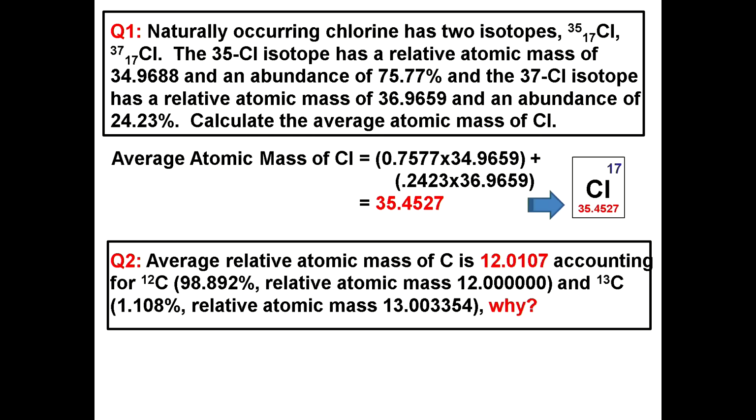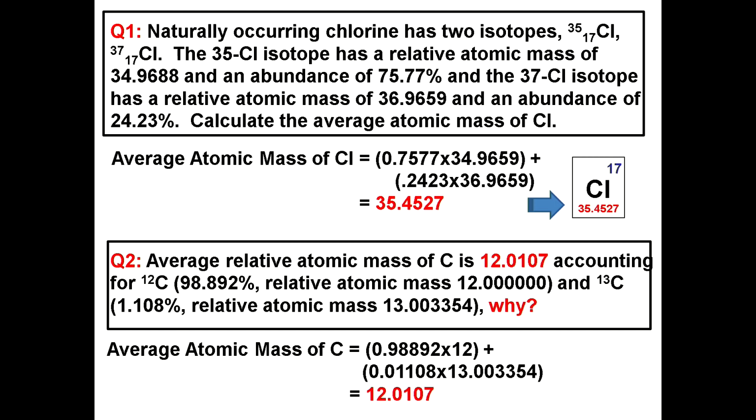Cool. So basically this is the number we see in the book. This is the average atomic mass. Just use this abundance and this atomic mass, and we get this number. So this is the average atomic mass.